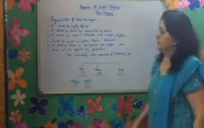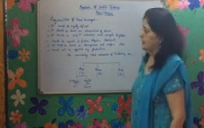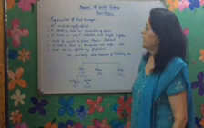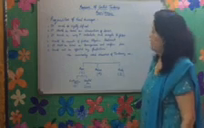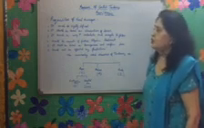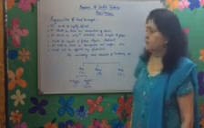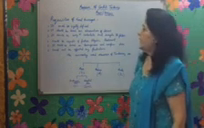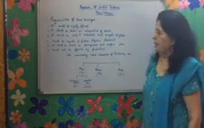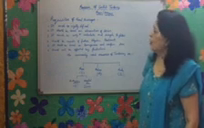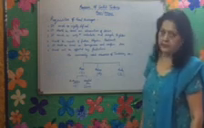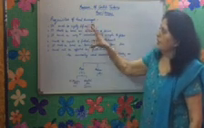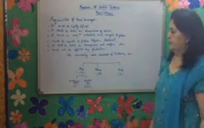Requirements of good averages. It should be rigidly defined. It should be based on all observations of the series. It should be easy to calculate and simple to follow. It should be capable of further algebraic treatment. It should be based on homogeneous and uniform items. And last, it should not be affected by fluctuations. So these are the main requirements of good averages.